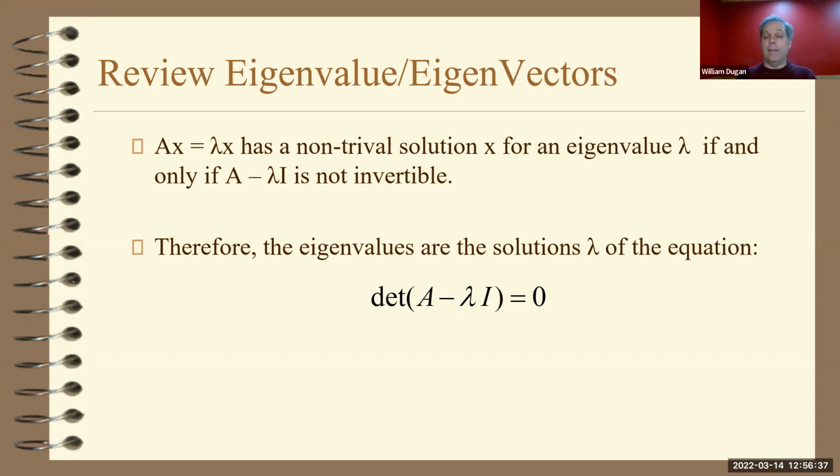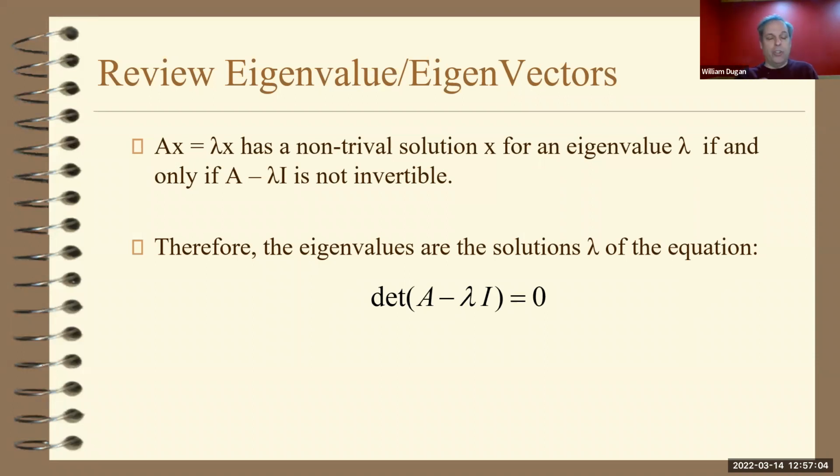So we know that A times X equals lambda times X describes the eigenvalue and eigenvector. The eigenvalue is lambda, the eigenvector is X, assuming that X is non-trivial, in other words, not the zero vector. That can only be true if the matrix A minus lambda times I is not invertible, as you've seen before. That means that the square matrix, if it's not invertible, has determinant 0.